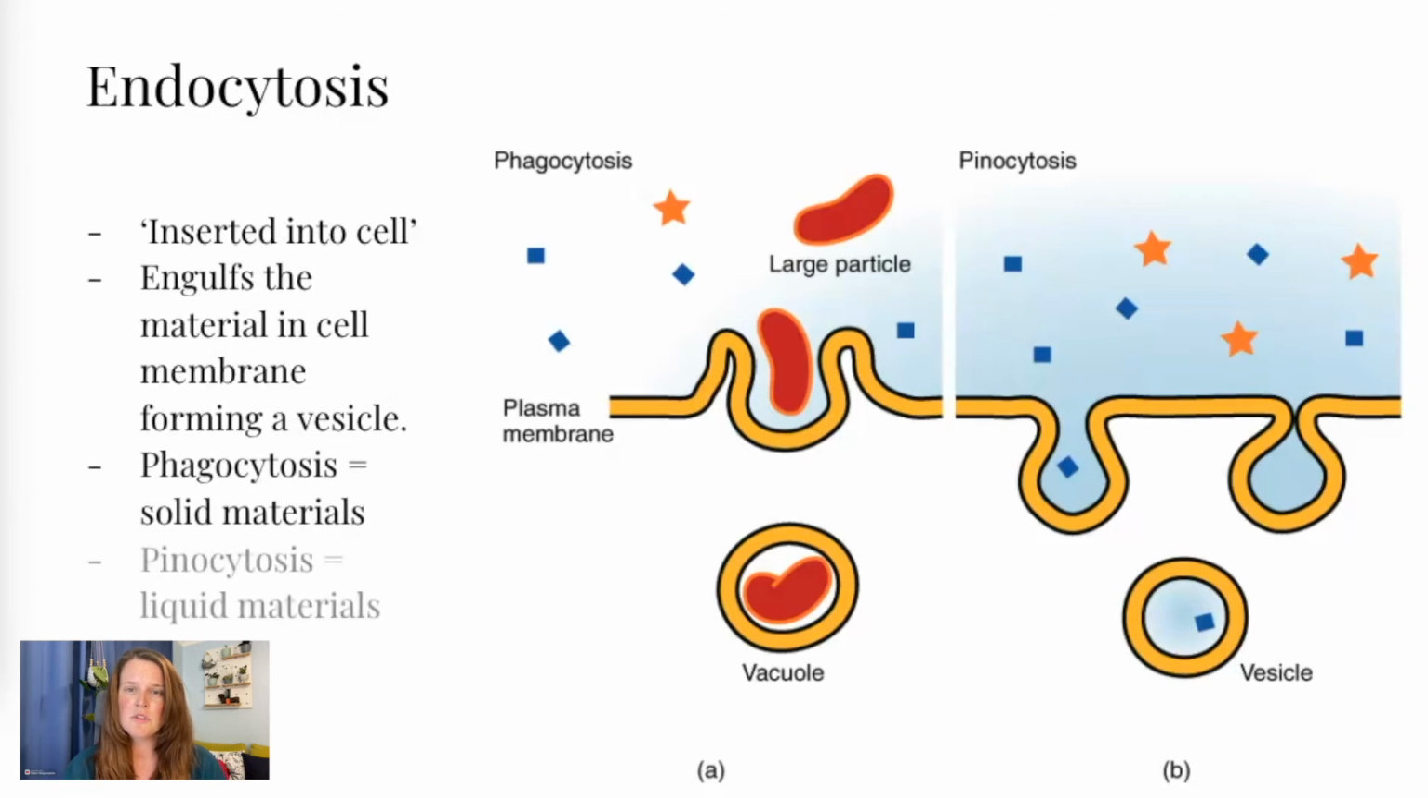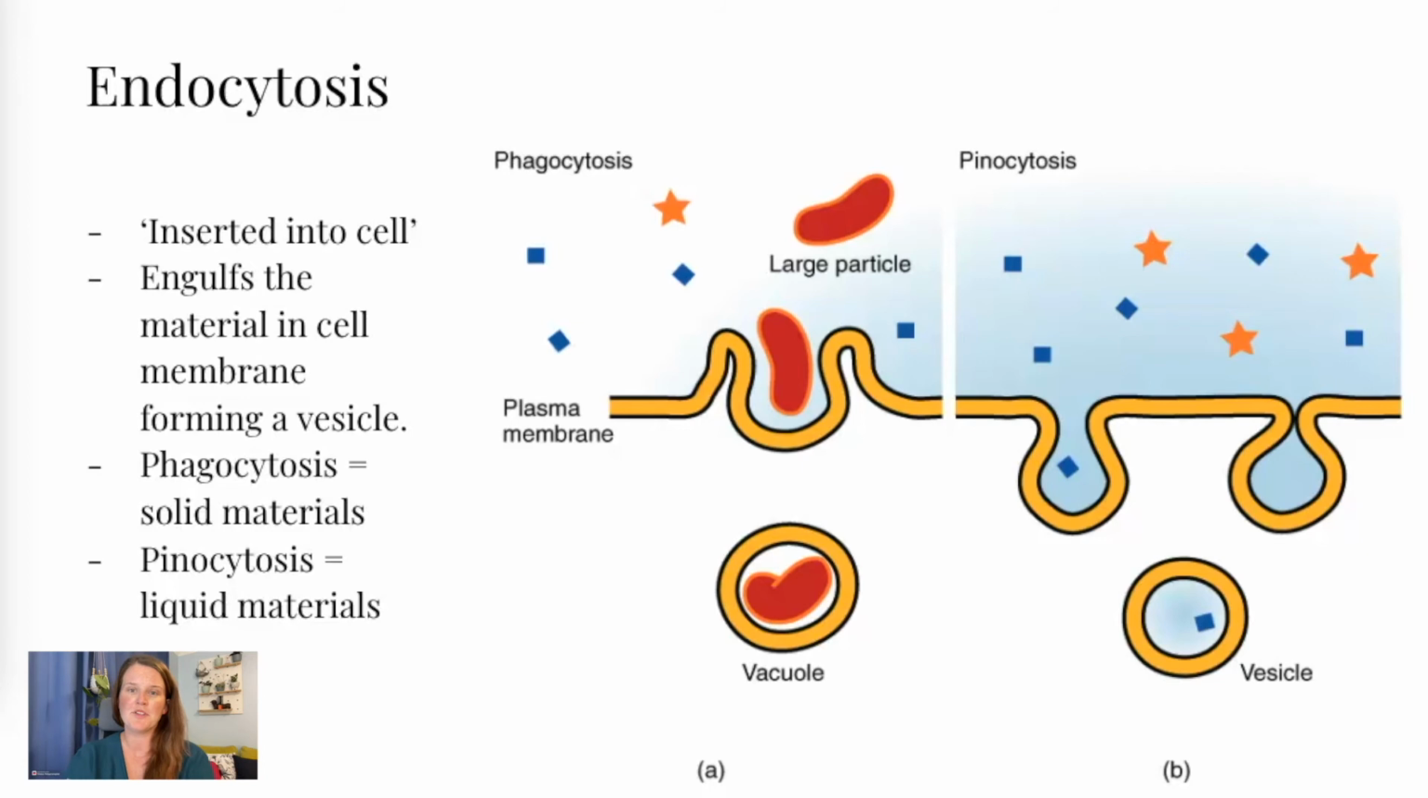Exocytosis is the removal of materials from inside the cell. Both these modes of transport are active transport, meaning that they require energy to occur, and the material takes the form of a vesicle, which is a small cavity that is membrane bound. It's a bit like a bubble.